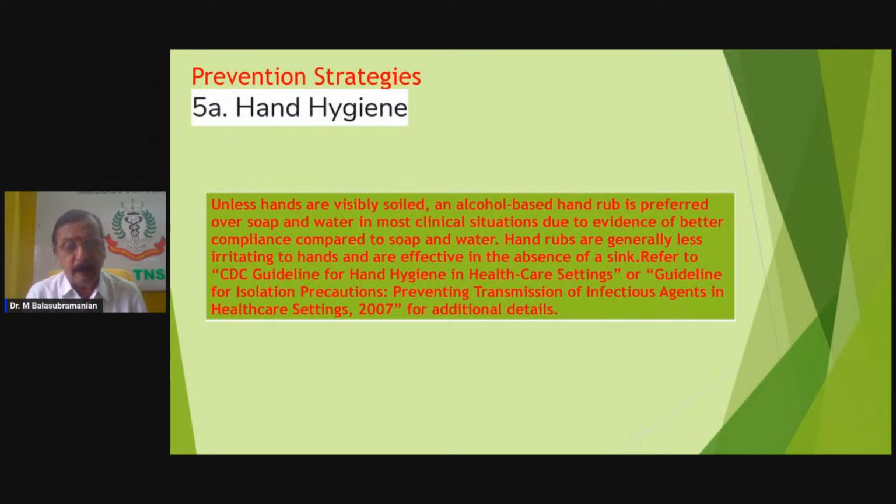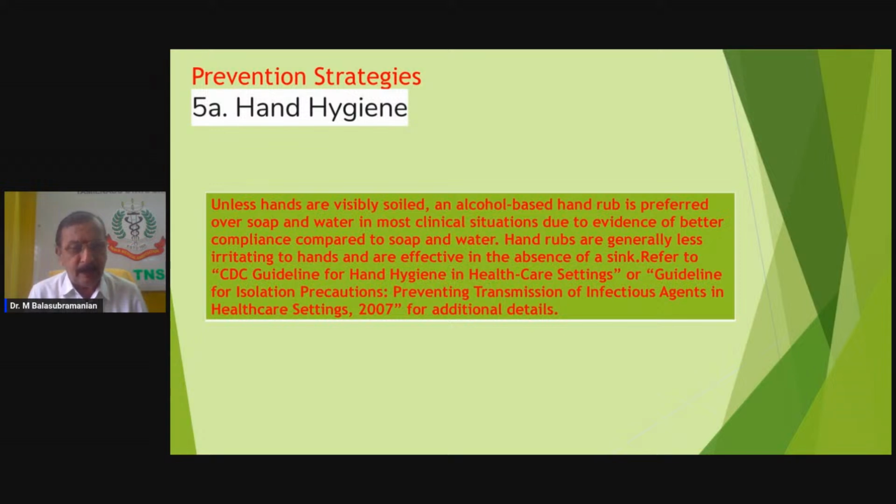Hand rubs, now we have instead of liquid soap. Hand rubs are generally less irritating to hands and are effective in the absence of a sink. So we have the alcohol-based hand rubs with each and every cot. So when we go and attend to a patient in a particular cot, we clean our hands with this alcohol-based sanitizer, attend on the patient. After finishing, again we use this. And many times we bill the patient also for these things.